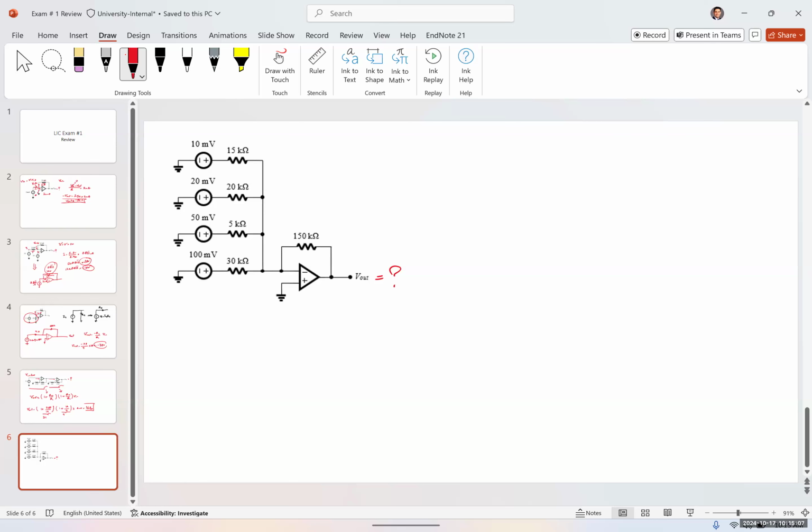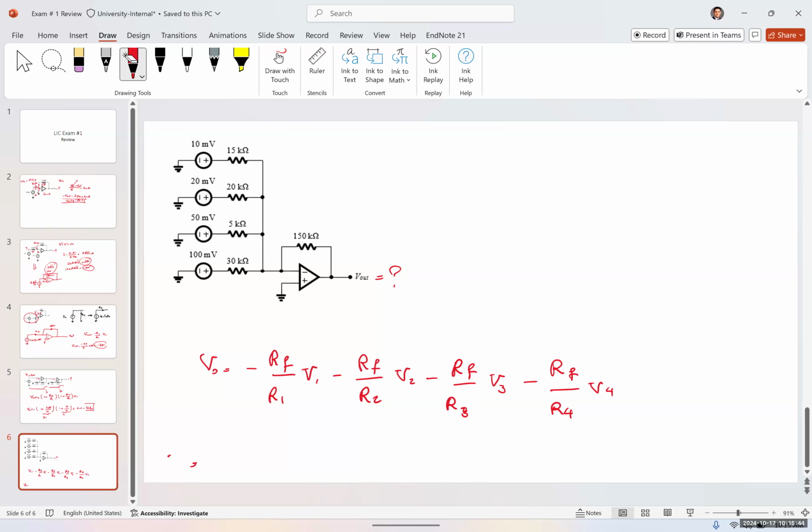So what type of amplifier is this? Yes, it's an inverting, and it's called a summing amplifier. And for a summing amplifier, V out is equal to negative Rf over R1 V1, negative Rf over R2 V2, negative Rf over R3 V3, negative Rf over R4 V4.